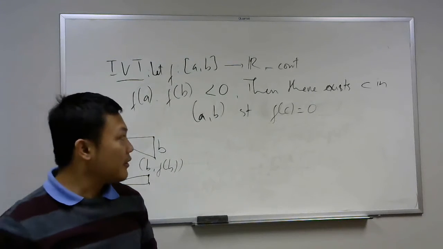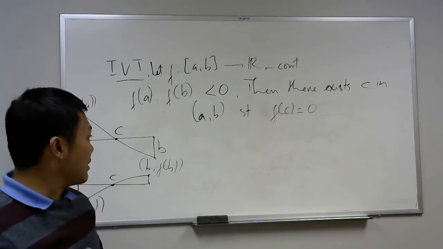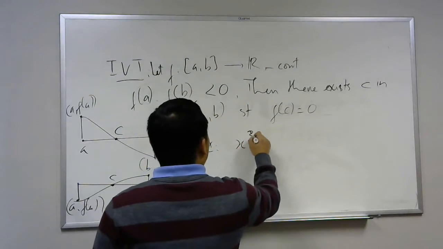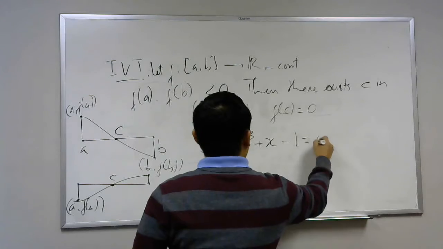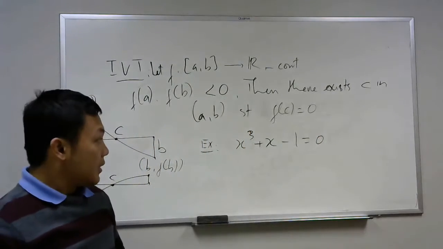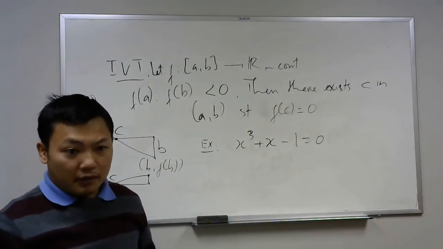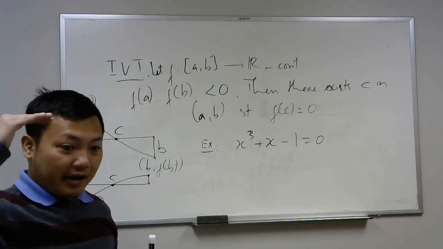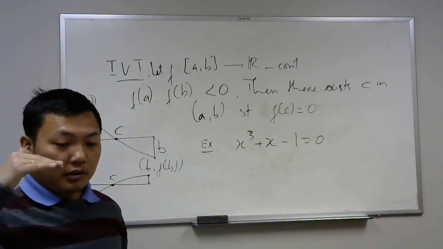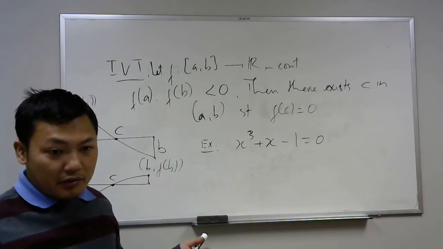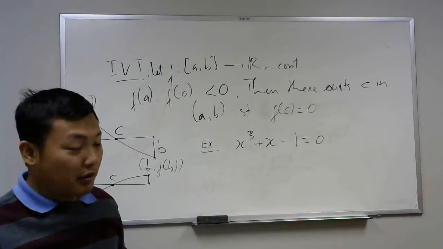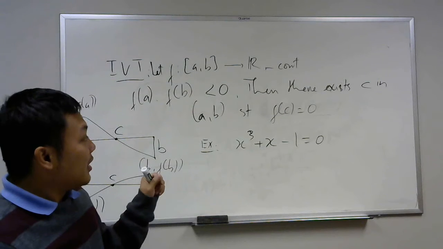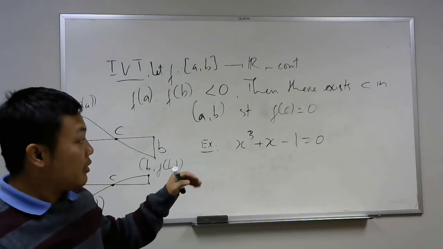Okay, I will give you maybe two examples, very simple. The first example, let's say x cubed plus x minus 1 equal to 0. For quadratic equations, we know how to solve. But when the degree is higher than 2, so 3, 4, 5, and so on, in general we don't know how to solve that. So first we need to see if this equation has a solution or not, and then we try to solve it.